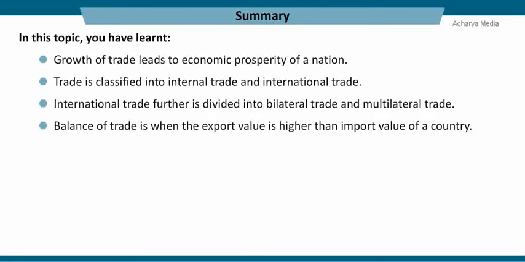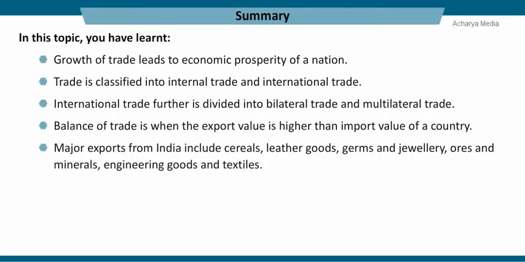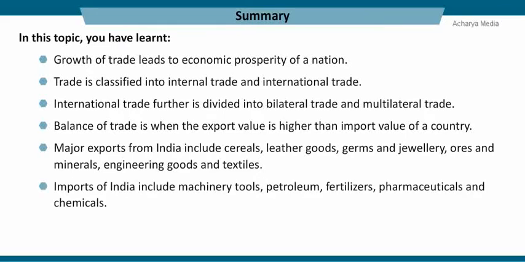Balance of trade is favorable when the export value is higher than the import value of a country. Major exports from India include cereals, leather goods, gems and jewelry, ores and minerals, engineering goods and textiles. Imports of India include machinery tools, petroleum, fertilizers, pharmaceuticals and chemicals.